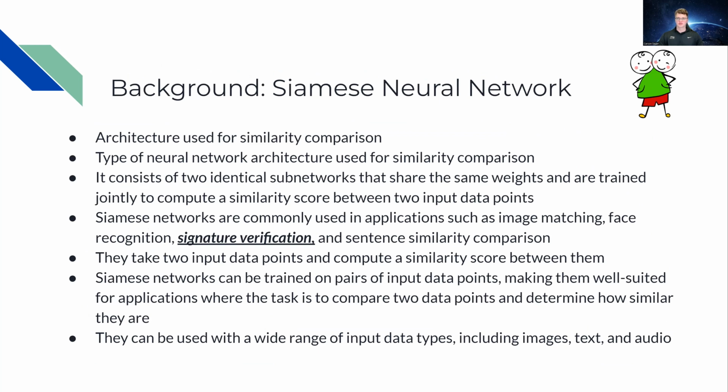used for similarity comparison. It consists of two identical subnetworks that share the same weights and are trained jointly to compute a similarity score between two input data points. Siamese networks are commonly used in applications such as image matching, face recognition, signature verification, and sentence similarity comparison. So there are many other uses besides just signature verification that Siamese neural networks can be used for.